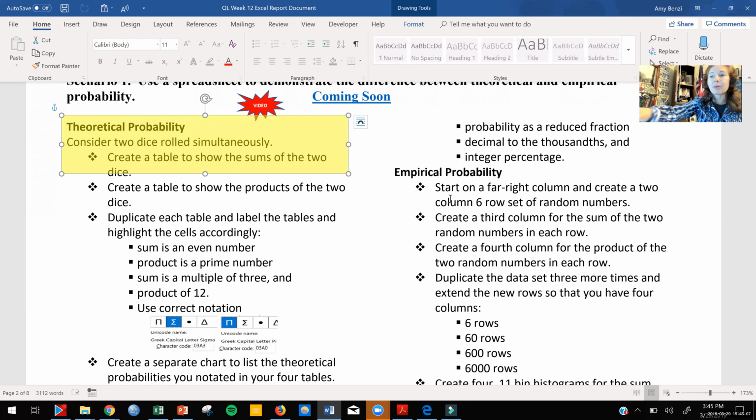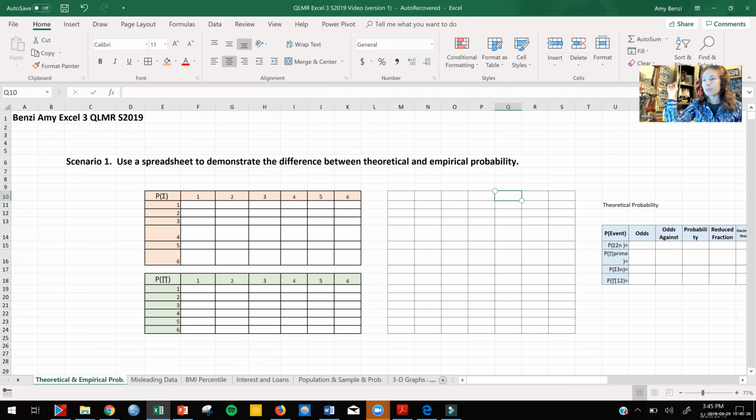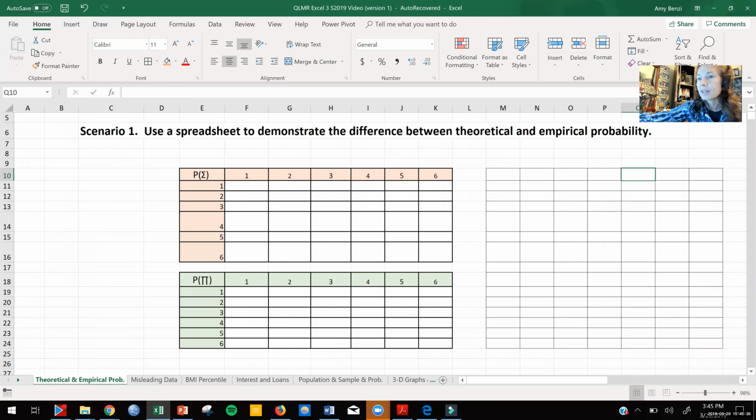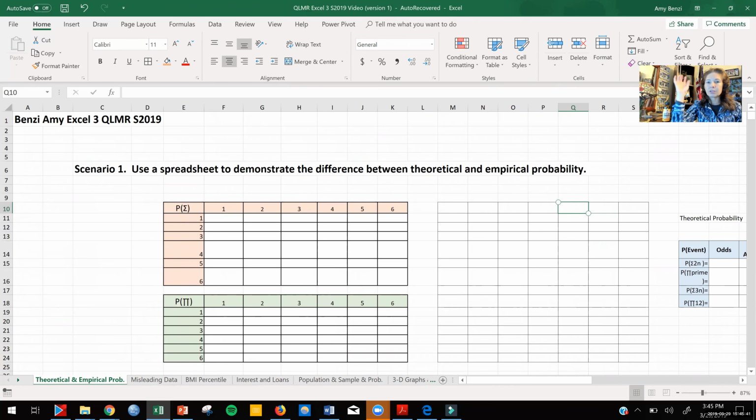So starting off with our theoretical probability, we see that the instructions tell us to create a table to show the sums of 2 dice being rolled and to create a table to show the products of 2 dice being rolled. So let's go ahead and roll right into that one. I am going to make this a little smaller. Here's our Excel report. I've already gone ahead and got some stuff set up. Ignore that blue chart over there for now. You can pause the video and set this up. I'm going to go ahead and just start working.